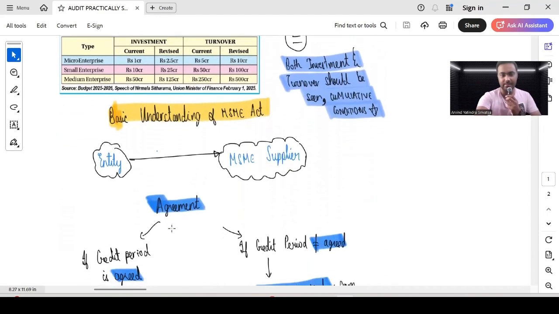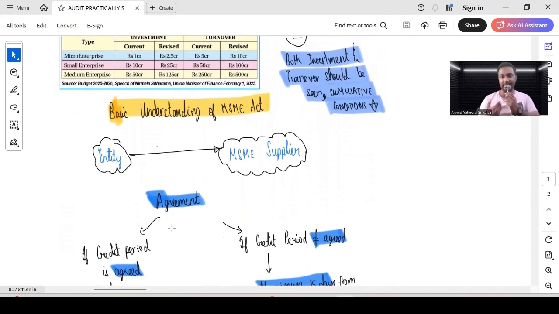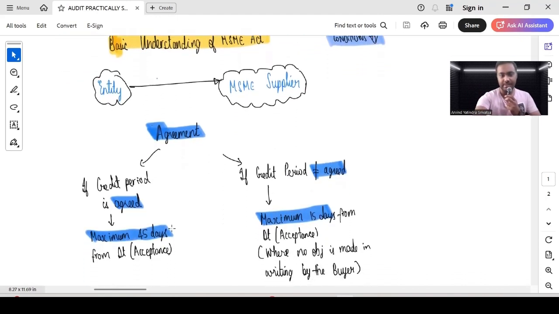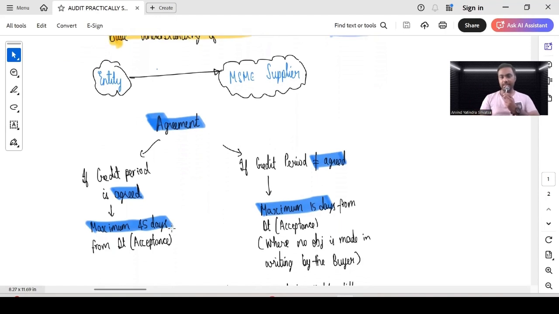So yeah, let's just come here. So let's say there is an entity, that is the entity which we are auditing, who is our audit client. They are procuring goods or they are receiving services from the MSME vendor. So we need to check their agreement. Let's say they have an agreement between them. Let's say the credit period is agreed. So the credit period which they can maximum agree is 45 days from the date of acceptance.